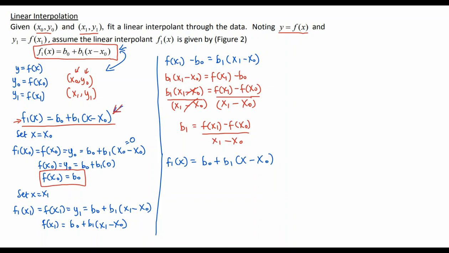So let's continue. Let's do the substitution. We are going to have f1 of x equal to b naught, which is now f of x naught, plus b1, which is now giving us f of x1 minus f of x naught, divided by x1 minus x naught. Then this will be multiplied by x minus x naught.